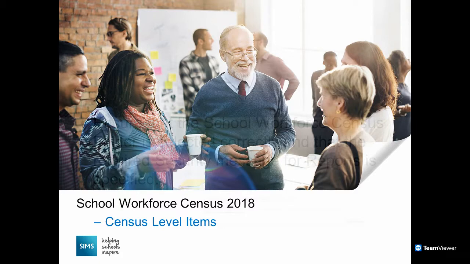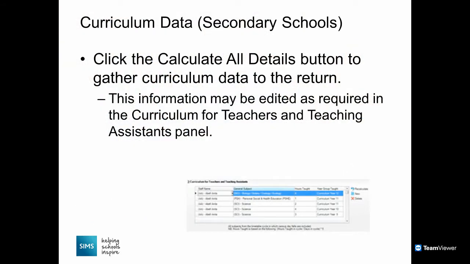Once you've configured your report, it's create a new census return, and then it's on to entering the census level items, similar to a pupil return. For secondary schools, what we need to do is calculate all details. This will gather together information from the timetable about how many hours all the teaching assistants and teachers are spending on each subject, and to which curriculum years. That information can be directly edited on that panel. You can recalculate all details if required, but if you haven't put your teaching assistants on the timetable, they'll need to be added into the classes.